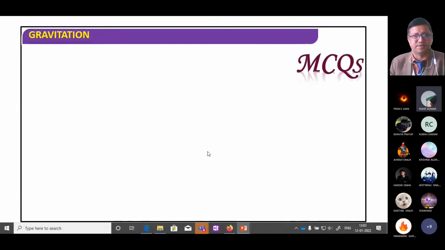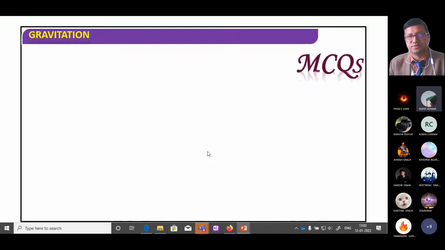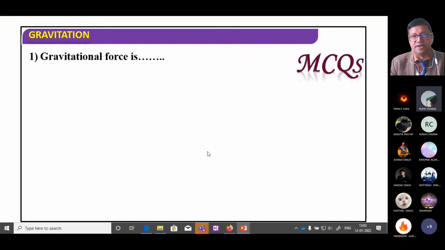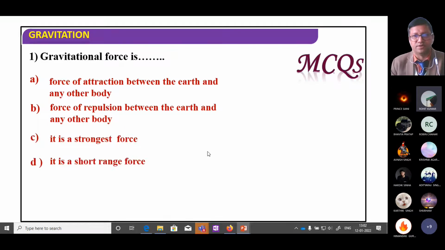These are some of the other important properties: mass dependent and charge independent. So that is again a clicking point: mass dependent and charge independent. So gravitational force is the force. You can give the answer out of these four.